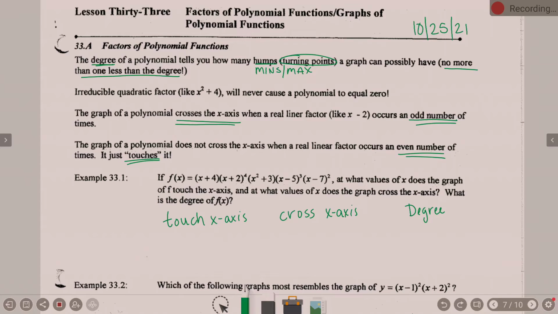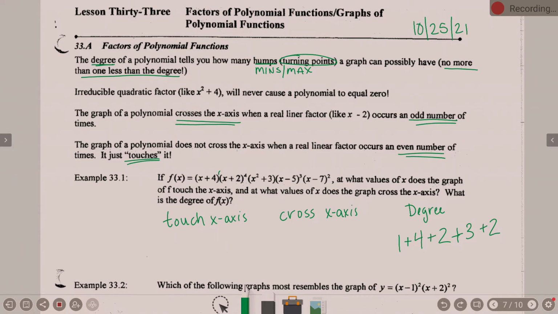So, what do you notice in terms of powers? This x has a power of 1. What's x plus 2 have a power of? 4. So if you multiply that out, it'd be x to the 4th. What about x squared plus 3? That has a power of 2. X minus 5 to the 3rd is going to be an x to the 3rd. X minus 7 to the 2nd is going to be an x to the 2nd.